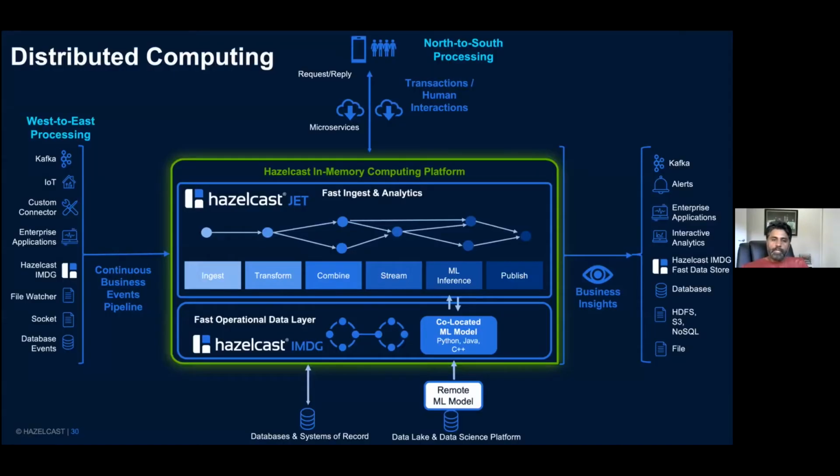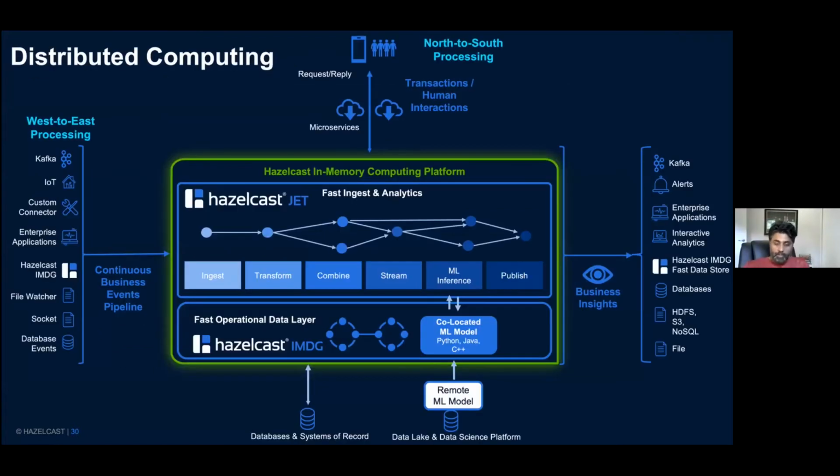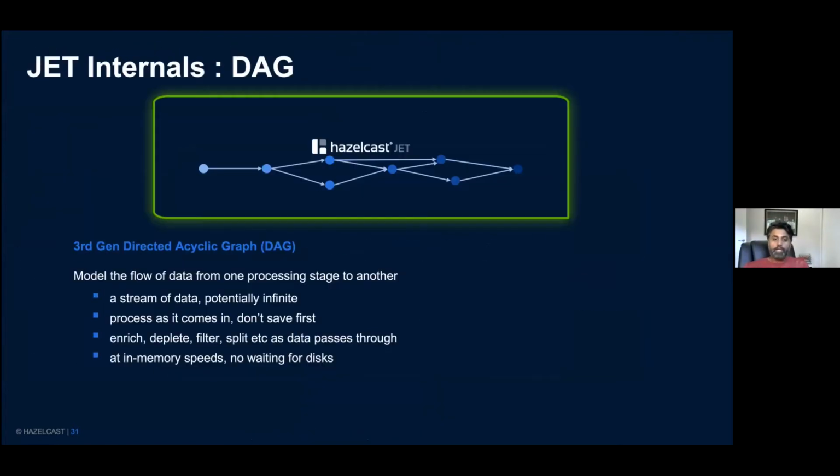Moving on to the computing side. So far we have seen caching of the data. Computing is in the world of Jet. Now, Jet is again a distributed technology, totally and purely in memory, and it basically uses the same premise of distributed cluster formation as Hazelcast IMDG, the caching side of things.